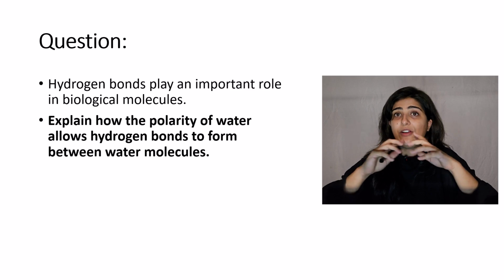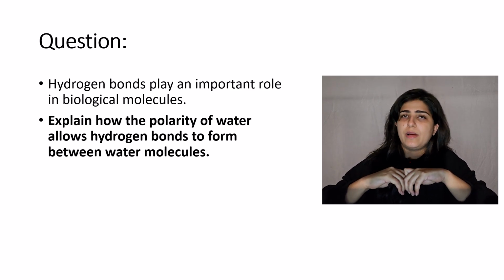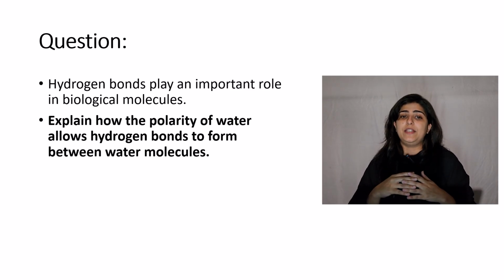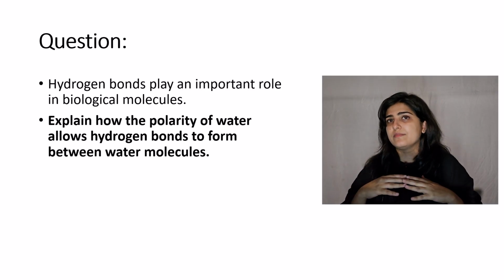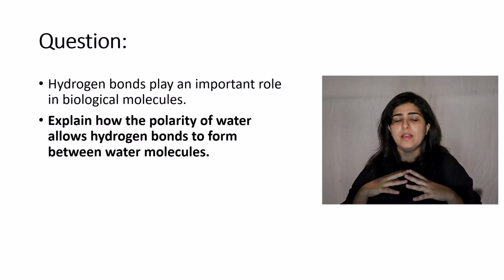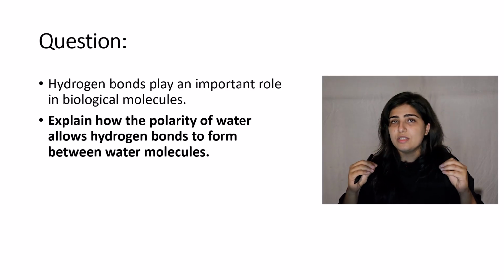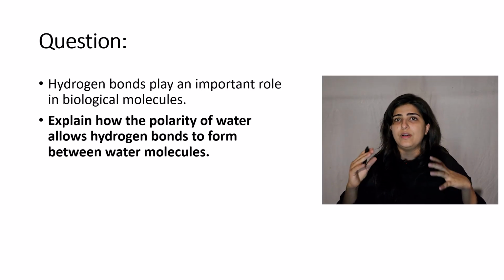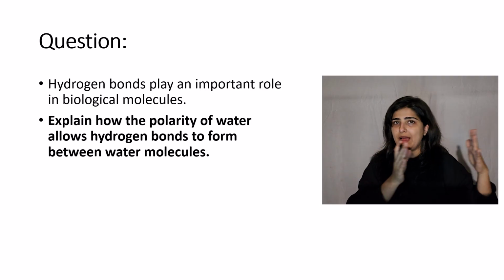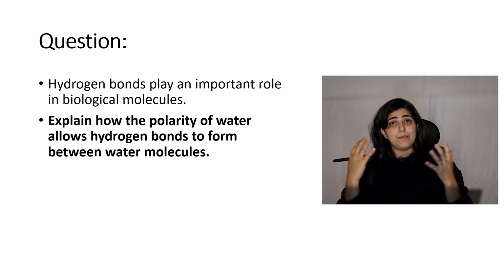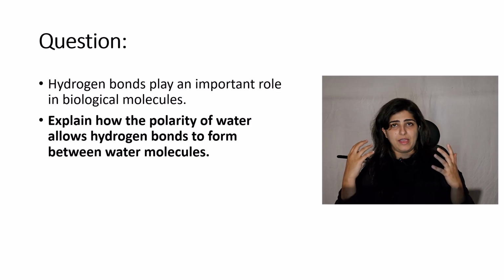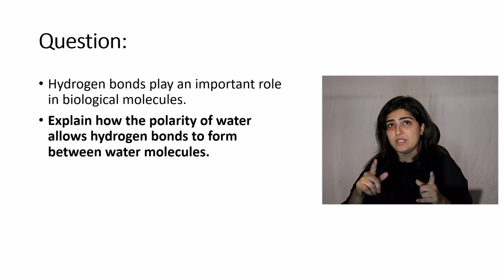Here's your question. Hydrogen bonds play an important role in biological molecules. Explain how the polarity of water allows hydrogen bonds to form between water molecules. Giving you a timer here. You can pause the video if you want, do a little bit of a readout here and there. You can go back in the video, take some screenshots, or you can also use some previous knowledge from your previous grades. But do give this a try.